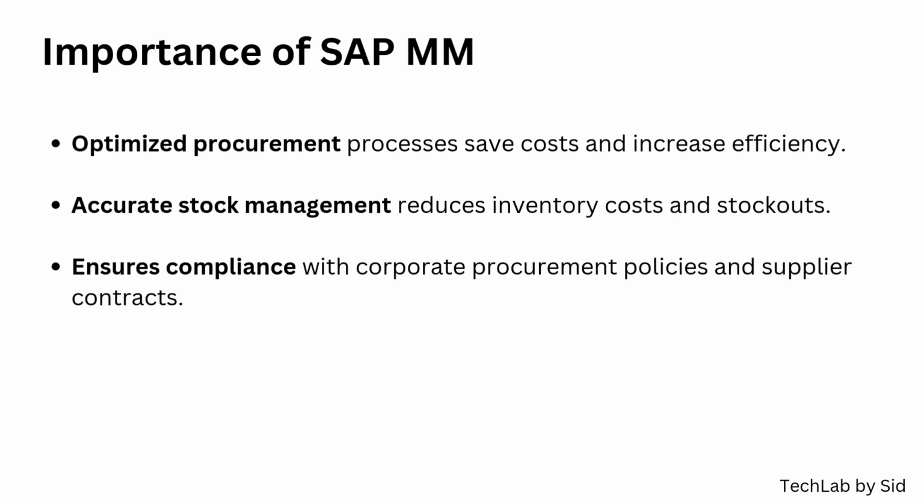SAP MM is valuable for businesses as it adds significant value by improving procurement efficiency, reducing errors, and cutting costs through automation. Its real-time inventory tracking ensures optimal stock levels, minimizing both excess inventory and stockouts. Additionally, it enforces compliance with procurement policies and supplier contracts, protecting businesses from legal issues, overpayments, and disputes, ultimately enhancing financial control and operational effectiveness.